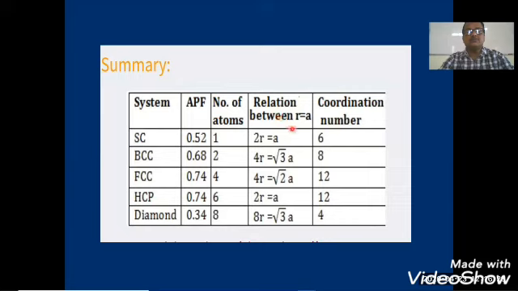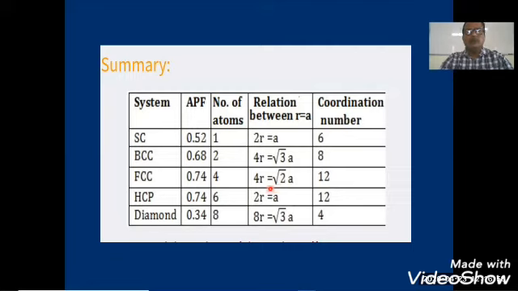And the relationship between the radius of a unit and the edge length: for simple cubic, 2R is equal to a. For BCC, 4R is equal to root 3 a. For FCC, 4R is equal to root 2 a. For HCP, 2R is equal to a. And for diamond, 8R is equal to root 3 a.